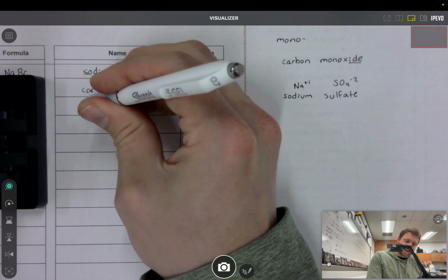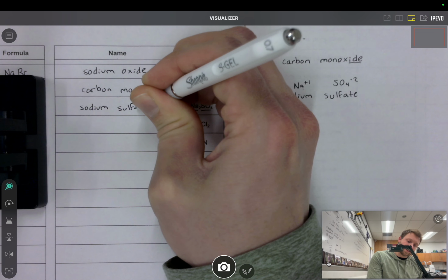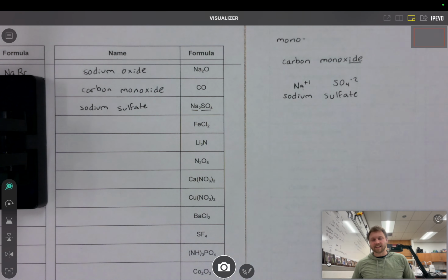But you just need to name it. Name the cation, name the anion. You're done. It's easy. Come on now. It's easy. Except for this part. This is where things get a little tricky.